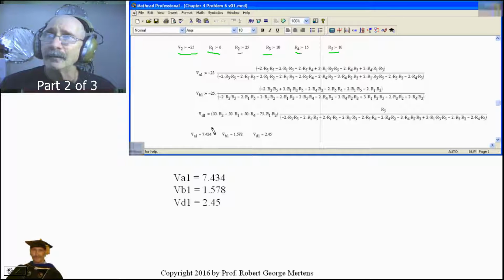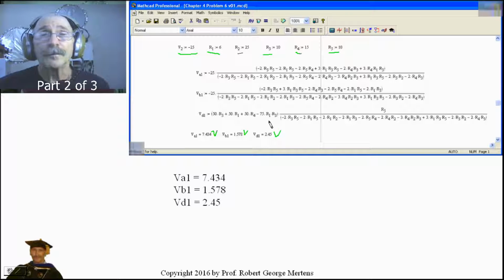So here we have VA1 is going to be 7.434. Now Mathcad will also do this in volts, and it'll actually get all your units correct for you, or if you don't have correct units, it'll come back and say, hey, your units aren't right.